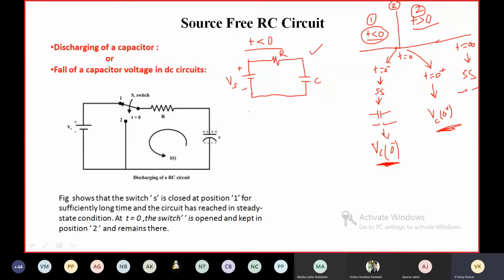Already you know the property of the capacitor: voltage across the capacitor cannot change instantaneously. Whatever voltage is available at t equal to 0 minus, the same voltage will be available at t equal to 0 plus. So Vc of 0 minus is equal to Vc of 0 plus.